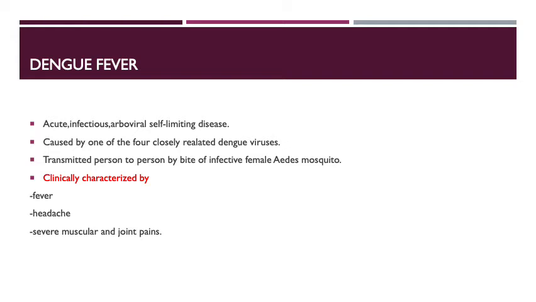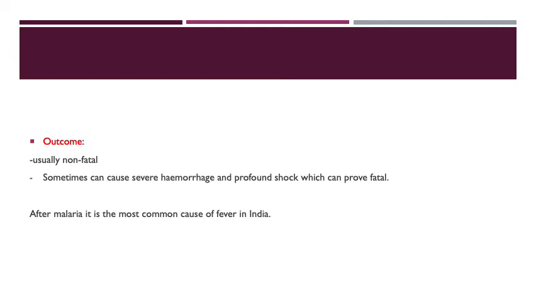So dengue fever is an acute, infectious, arboviral, self-limiting disease which is caused by one of the four closely related dengue viruses. It is transmitted from person to person by the bite of an infective female Aedes mosquito. It is clinically characterized by fever, headache, severe muscular and joint pains. The disease is usually non-fatal, but sometimes it can cause severe hemorrhage and profound shock which can prove to be fatal. After malaria, it is the most common cause of fever in India.